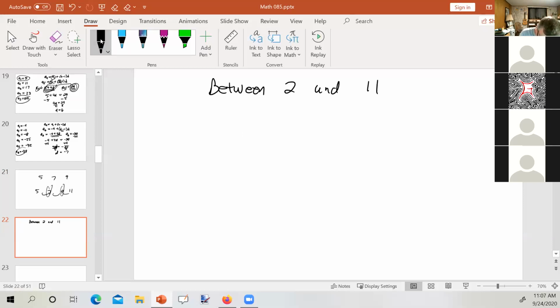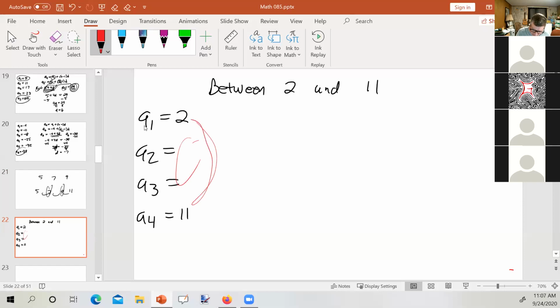So we know that our beginning term is 2. We know that we want 2 arithmetic means between 2 and 11. That means that 2 is the first term of the sequence, and 11 would be the 4th term. Now again, where did I come up with 11 is a sub 4? Because they wanted 2 arithmetic means in between the 2 numbers, okay? So I want 2 of them in between there. All right?